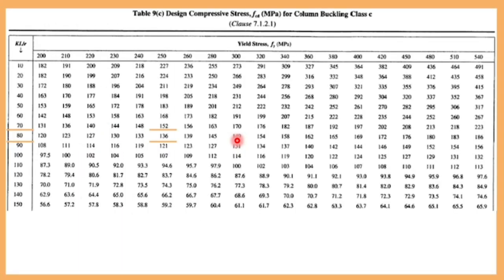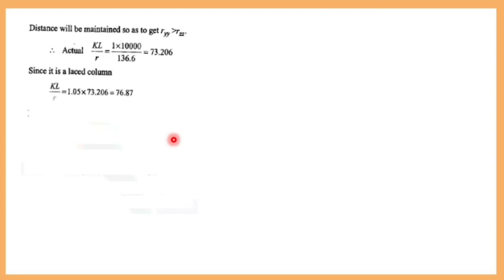You will be getting 76.87. Now you have to check it for 76.87. It will come under the same range only. For 70 it is 152, for 80 it is 136. Now checking for 76.87, you get 141.0.